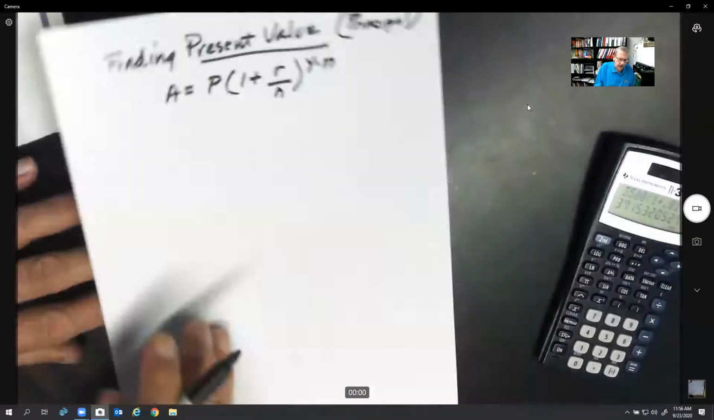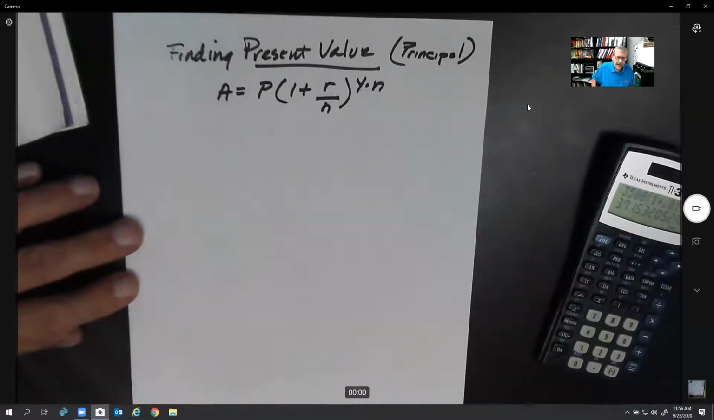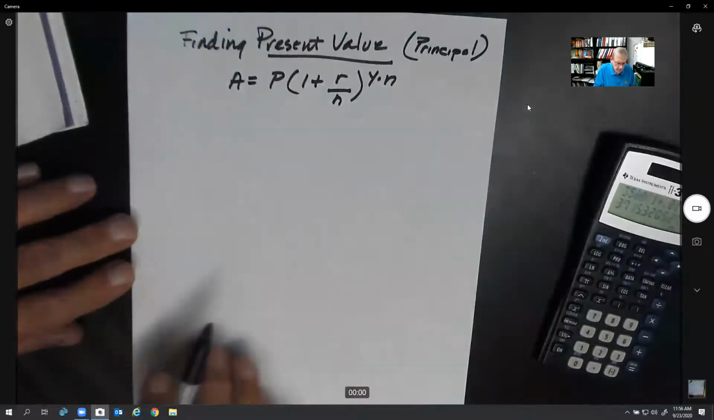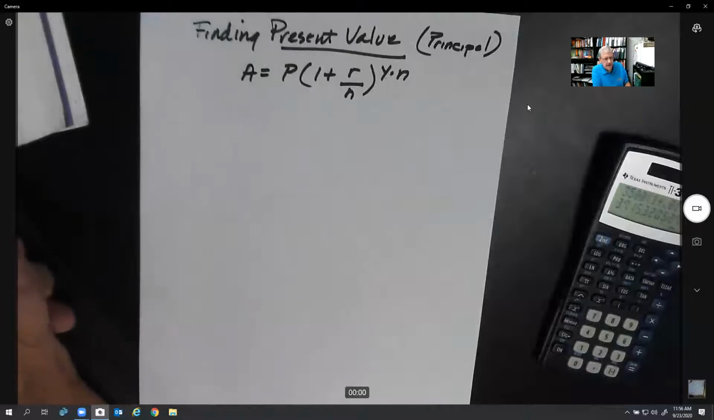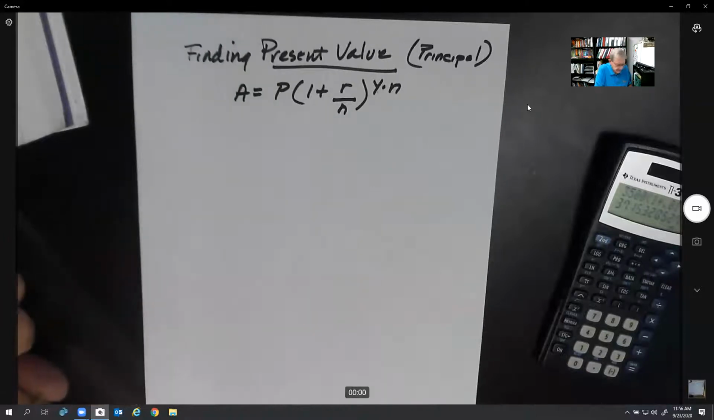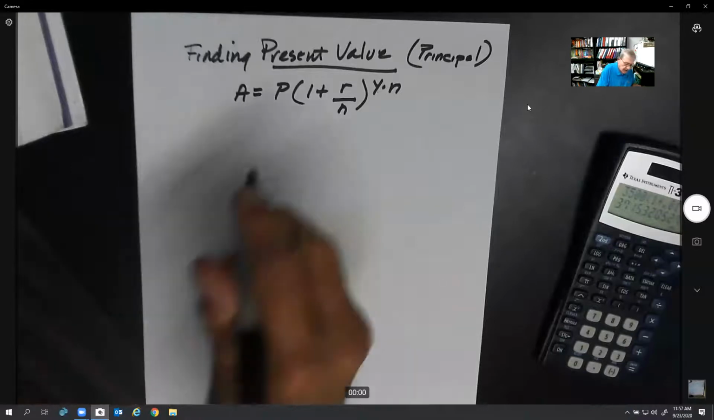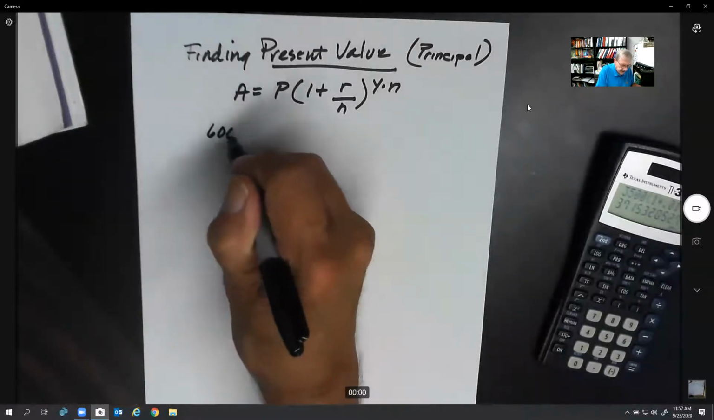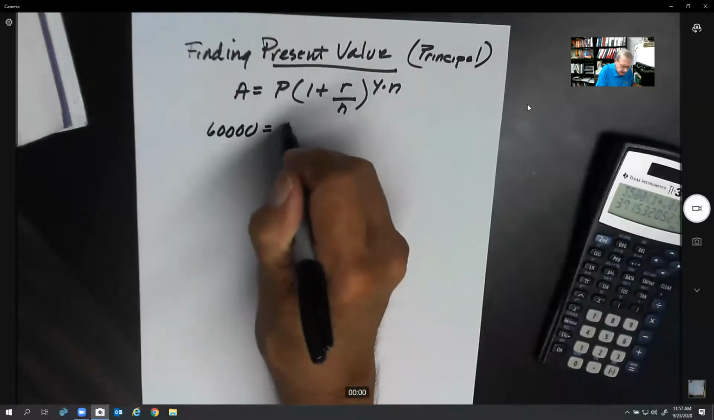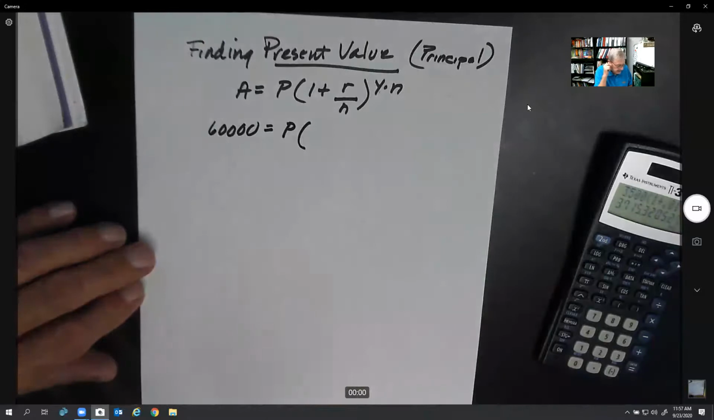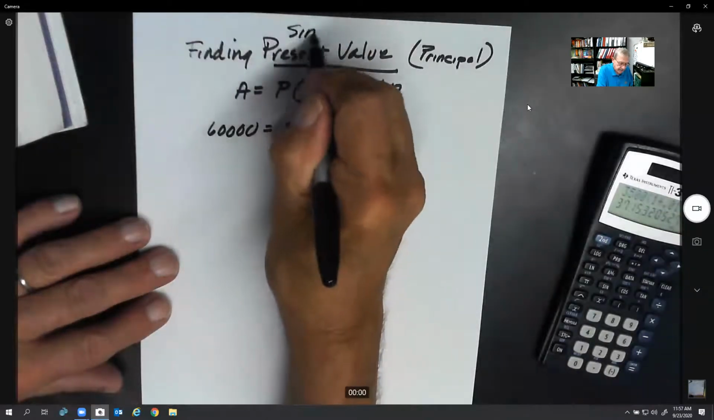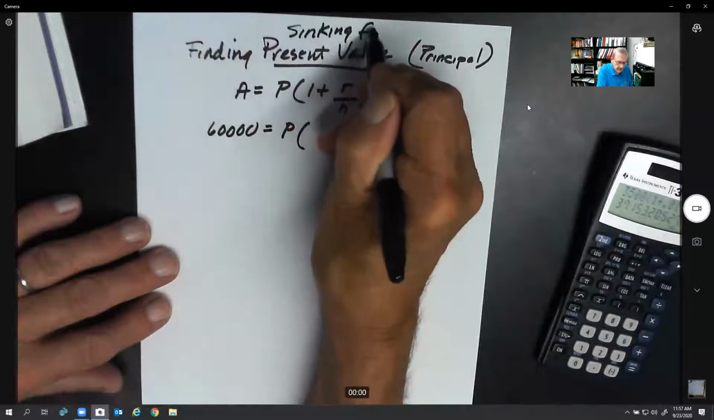Okay, finding the present value. Maybe you had a child and you wanted to save up for that child, and here's our basic formula. And you wanted to save up for this child, and you wanted to see how much money you'd have to start out with to raise $60,000. Okay, so that's the amount you want at the end. And you're trying to figure out how much money I would have to put in. Sometimes this is called a sinking fund. Sinking fund. That's what we're kind of doing.